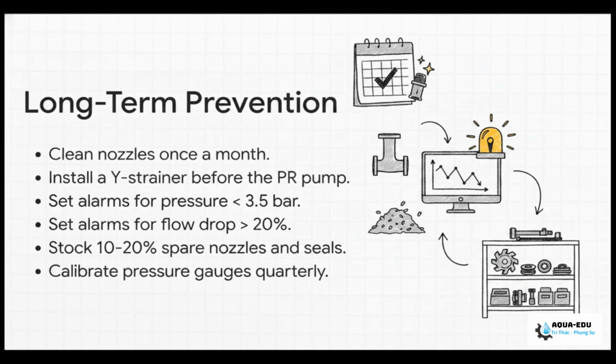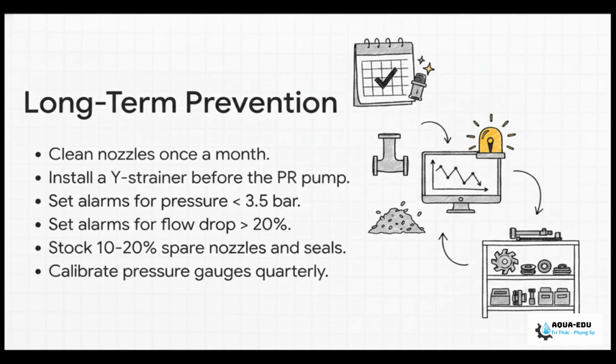You should also be setting automated SCADA alarms so you're instantly alerted if the pressure dips below 3.5 bar or if your flow drops by 20%. And just from a basic management perspective, always keep 10 to 20% spare parts, like your extra nozzles, seals, and bearings, just sitting right there on the shelf ready to go.